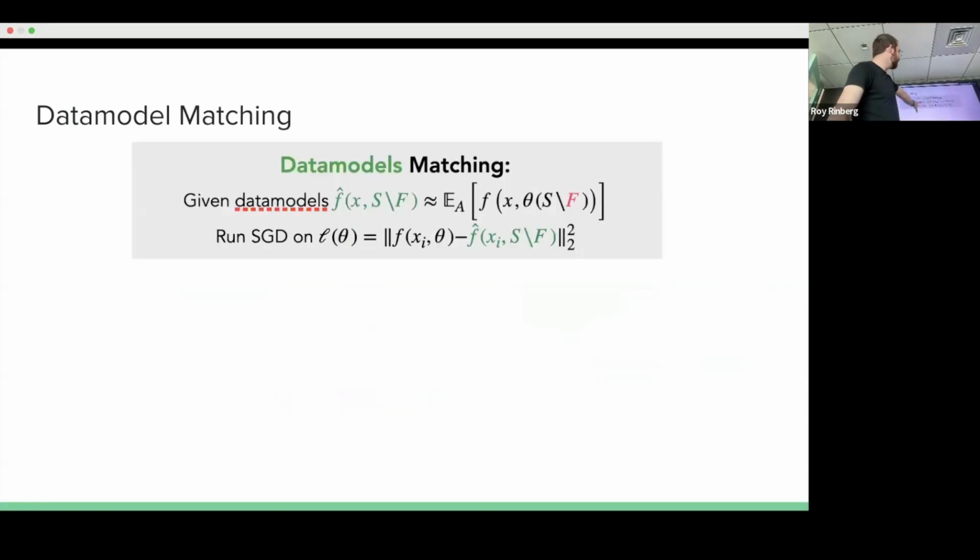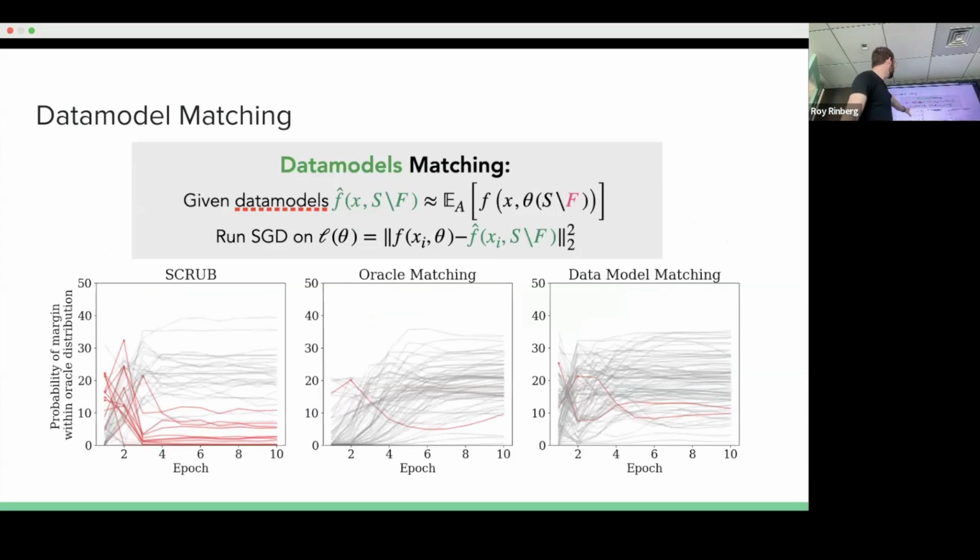But to at least show you some results, can we just replace our oracles with data models? And the answer is, yeah, it works. It's pretty good. This is SCRUB, this is just the forget set plot. This is oracle matching, and this is data model. They're pretty similar. They're not perfect, and we'll show more results in a second, but the first point is that this impractical algorithm, because it's so computationally expensive, does work.